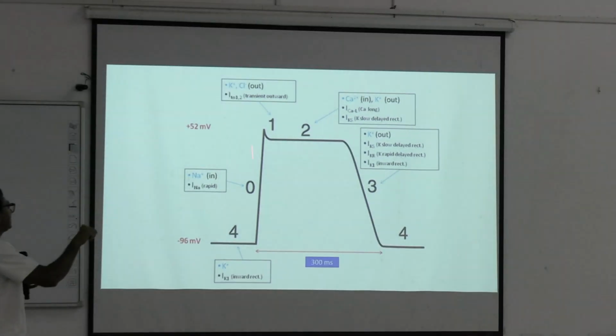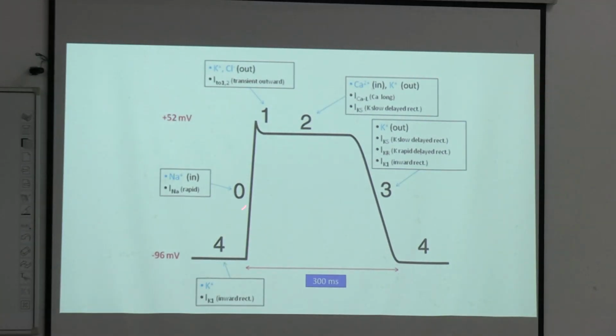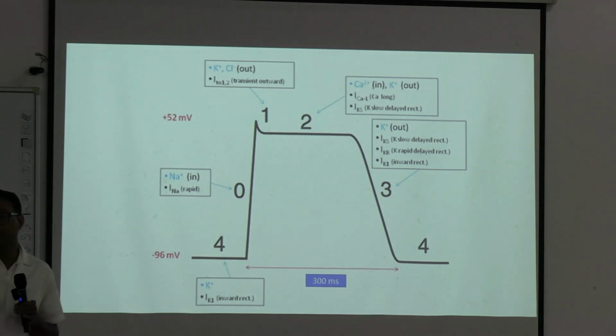Okay, and phase 0 is due to the voltage-gated sodium channel. Rapid entry of sodium into the cell. Phase 0 depolarization is due to sodium entry. So here is another major difference. In the SA node, there was no sodium channel. There was no role of sodium channel in the SA node action potential. But in the cardiac myocyte, phase 0 is due to the sodium channel, right?